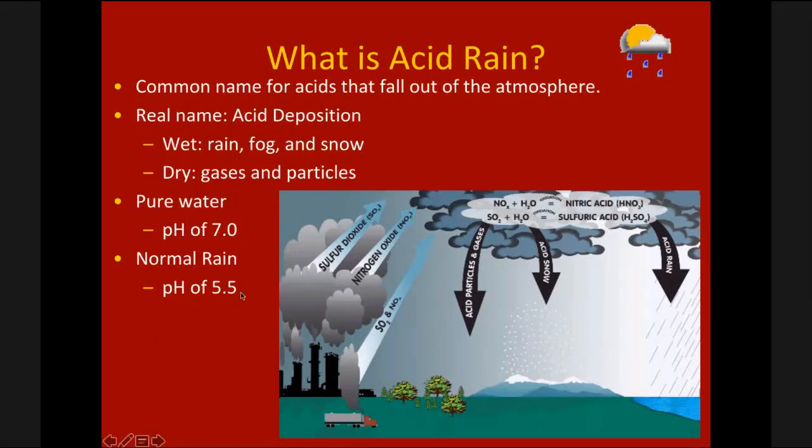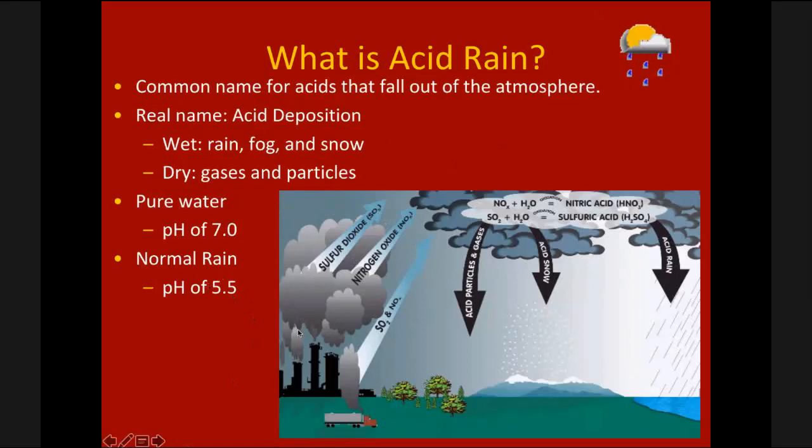And normal rain has a pH of about 5.5, so slightly acidic. And when it percolates into the ground and the soil, it changes the soil to be slightly acidic. So plants are adapted to be in soils that are slightly acidic.